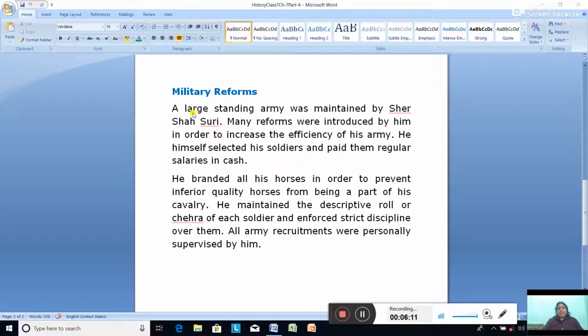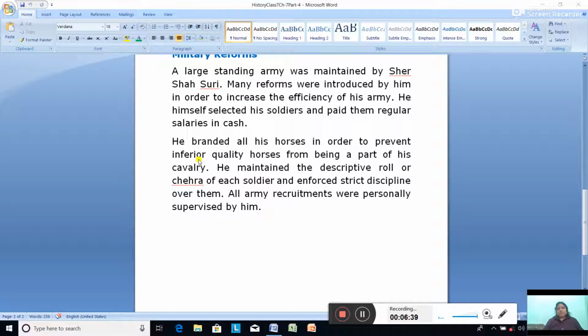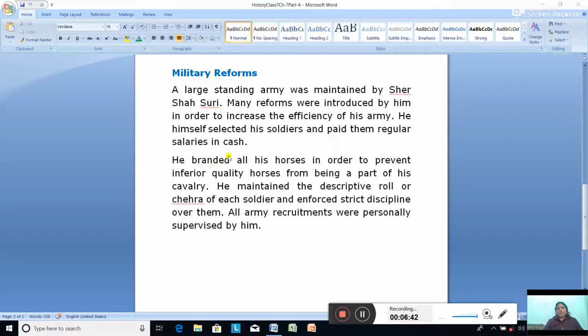Here he maintained a very large standing army, and he introduced some reforms in his military in order to increase the efficiency of his army. So, what were the reforms? Number one, he himself selected his soldiers, and the soldiers were paid regular salaries in cash. The second thing to remember in the military reform is that he branded all his horses in order to prevent inferior quality horses from being a part of his cavalry.